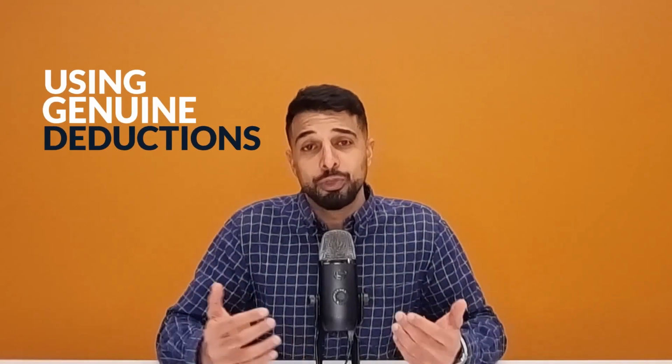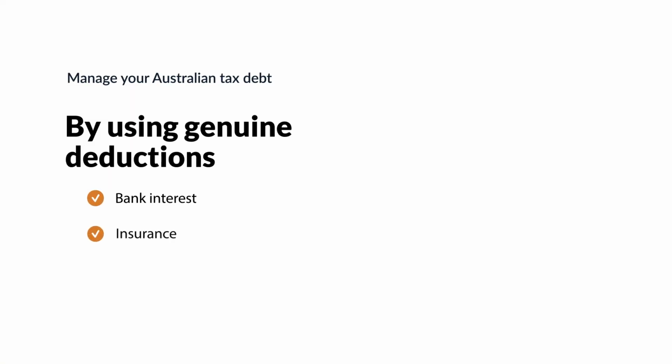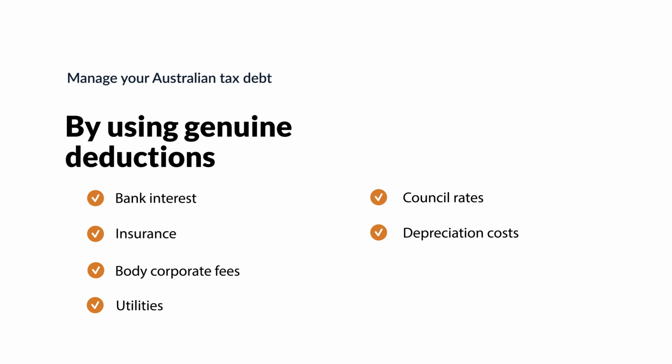Another manner to manage your Australian tax debt is by using genuine deductions as you would use as a normal Australian tax resident. And so these may vary from bank interest to insurance, to body corporate fees, to utilities and council rates, or depreciation costs, or even pest control or gardening.